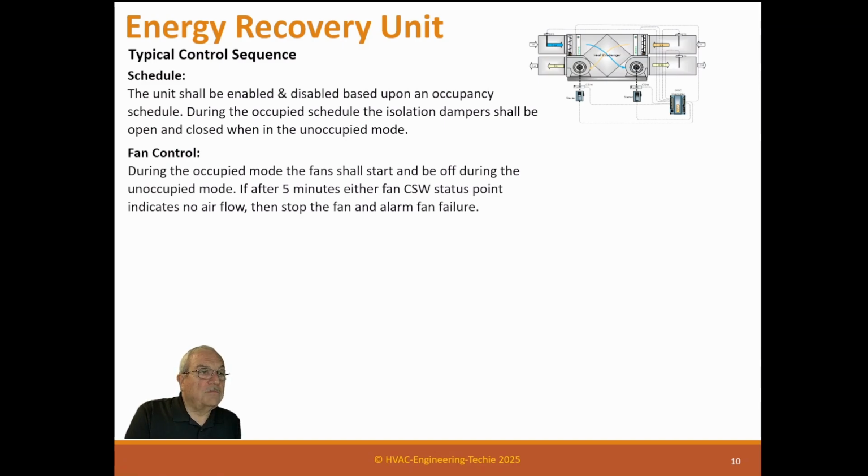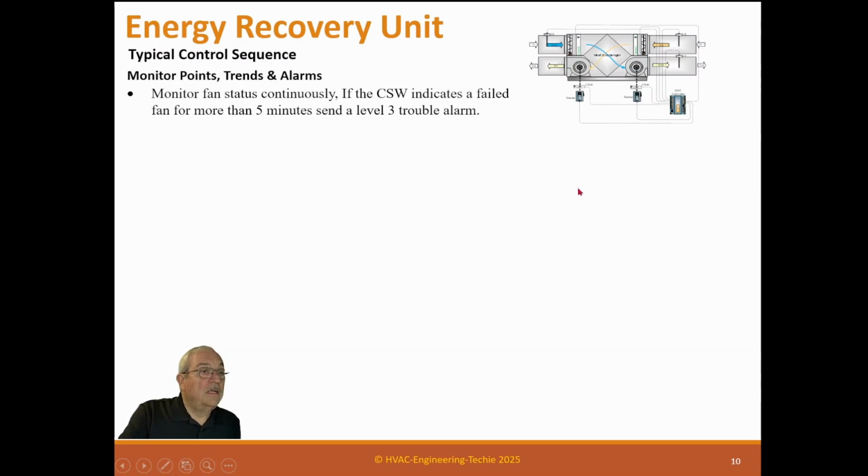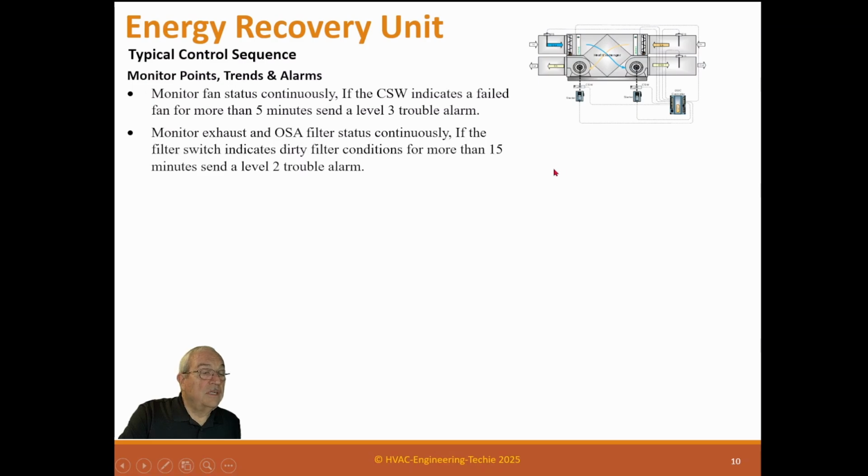If after 5 minutes the current switch status point indicates no airflow, then stop the fan and alarm failure. So if you get a current switch failure, meaning we're not moving air, then you know you've got a problem. Monitor the fan status continually. If the current switch indicates a failed fan for more than 5 minutes, send the level 3 trouble alarm.